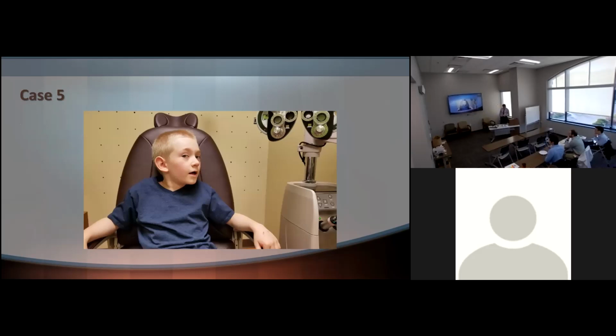Now, this is a patient with nystagmus, and he starts reading the chart with this significant left face turn.